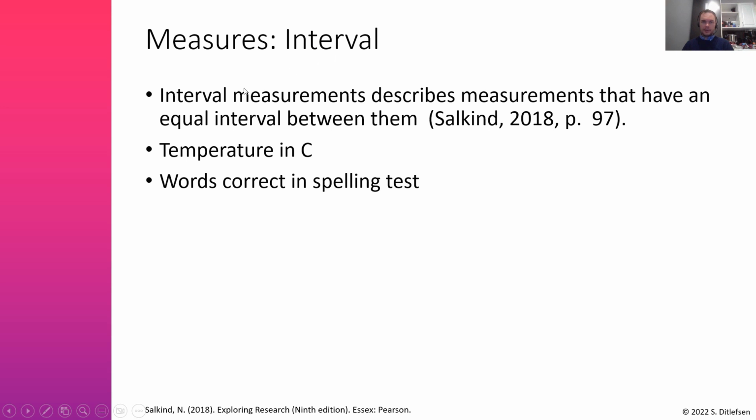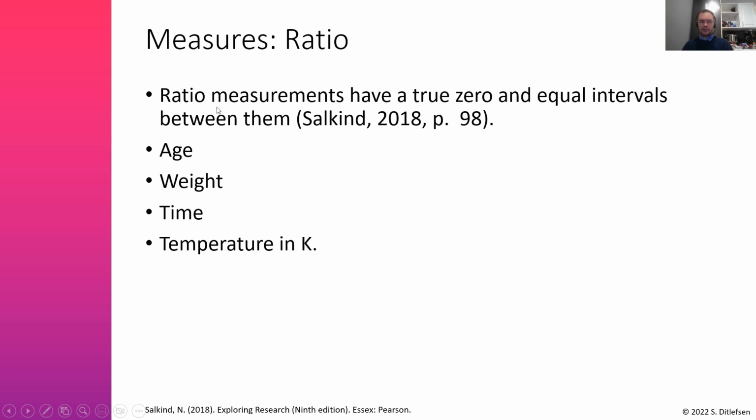Okay, interval. Interval measurements describe measurements that have an equal interval between them. So example, temperature in Celsius and words correct in a spelling test. So special interval, and they do not have a true zero because ratio have a true zero. This is the next one, ratio. Ratio measurements have a true zero and equal intervals between them. So example, age, weight, time, temperature in Kelvin. They have a true zero.